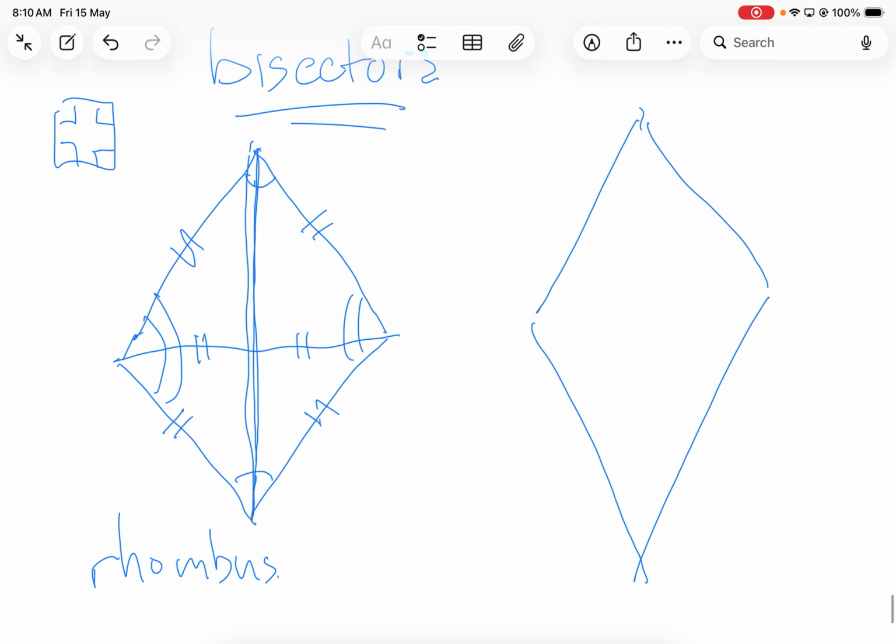Okay? That is the same for a kite. A kite means these two sides are the same, these two sides are the same. So they are actually a pair of congruent triangles. So again, it will cut these two into equal pieces. Okay? So this is why when we are drawing a bisector.